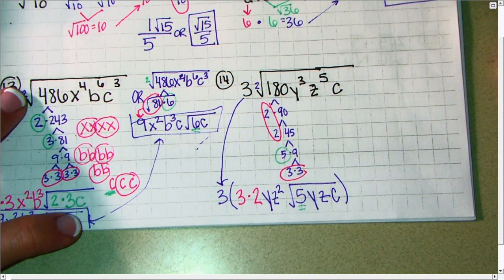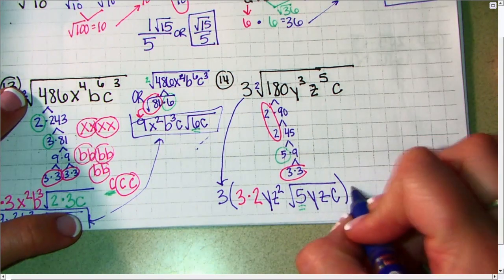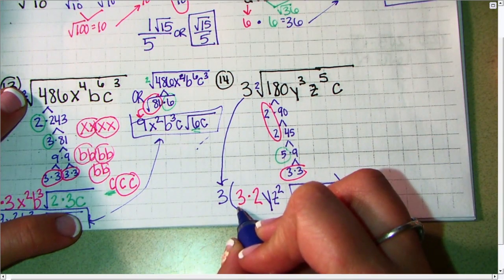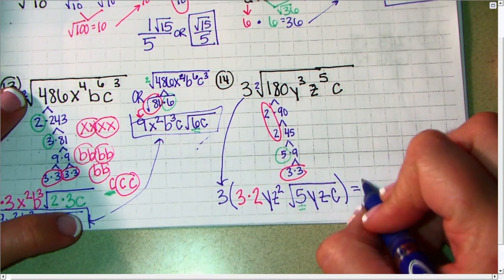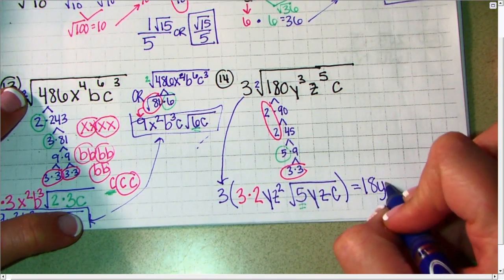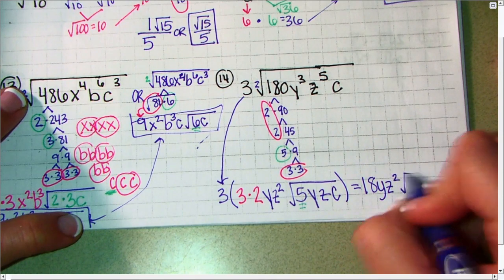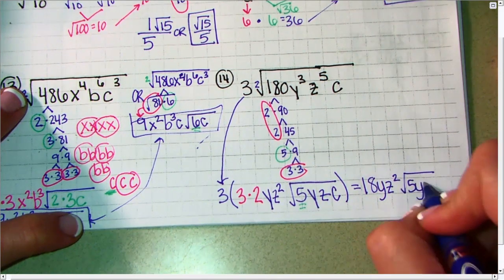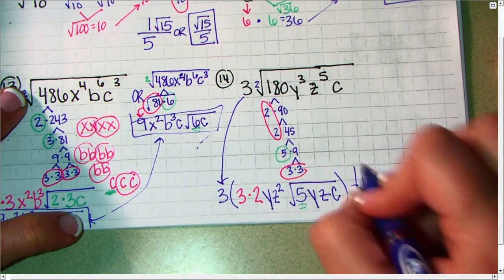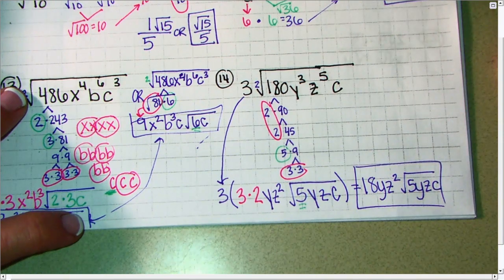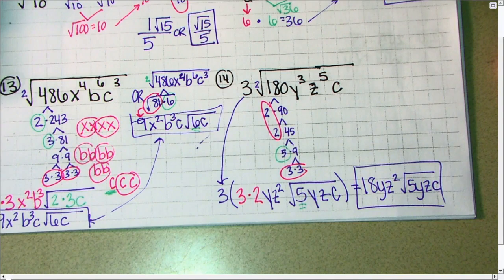Next, we're going to go ahead and combine. 3 times 3 is 9. 9 times 2 is 18. YZ squared, square root of 5YZC. All right, let's try the back.